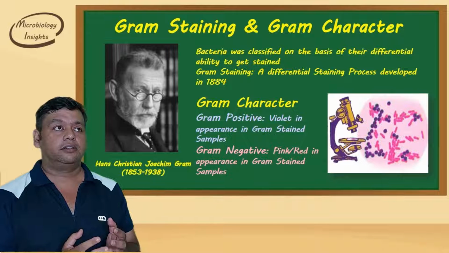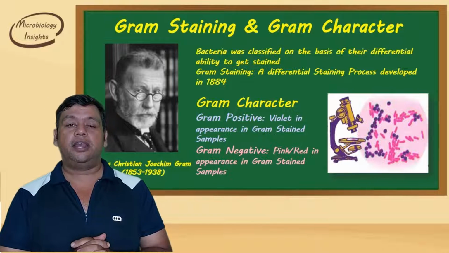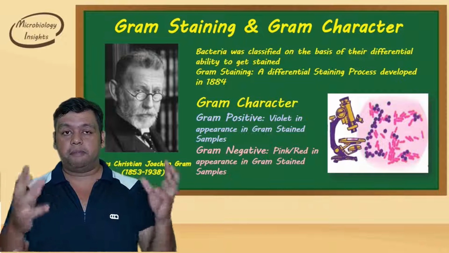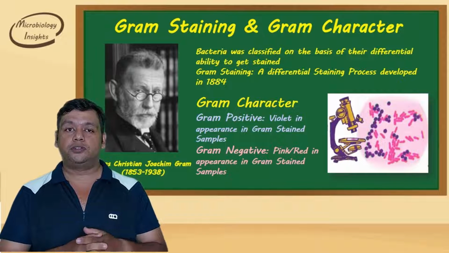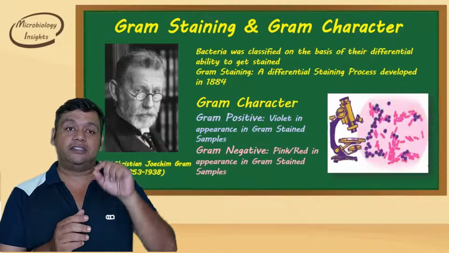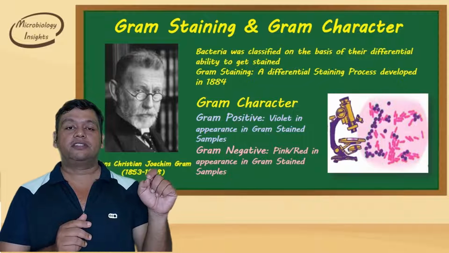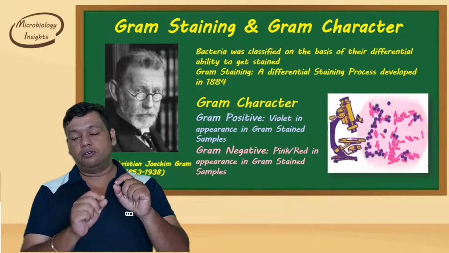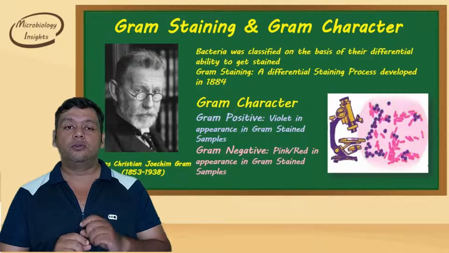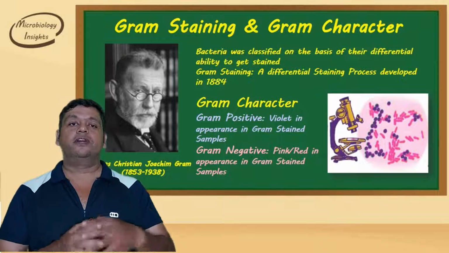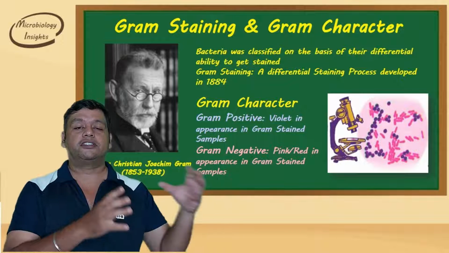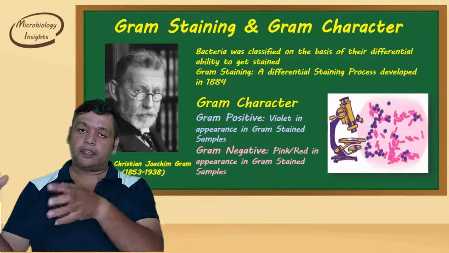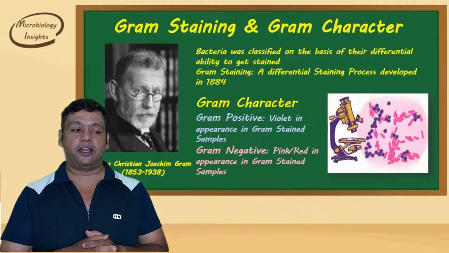Coming to the gram character, a scientist called Hans Christian Gram in 1884 devised a method of classifying bacteria into two groups, based on a cellular feature, that is the surface of the bacteria. That is gram positive and gram negative. It's a staining procedure, a coloring procedure where bacteria can be differentiated on the basis of their ability to take up color differentially. Bacillus subtilis is a typical example of gram positive bacteria, while E. coli or Escherichia coli is an example of gram negative bacteria.